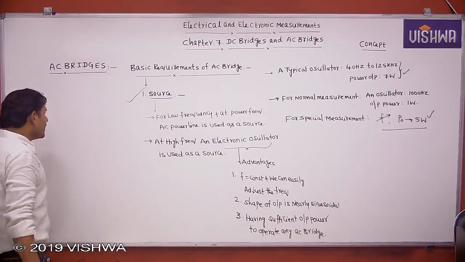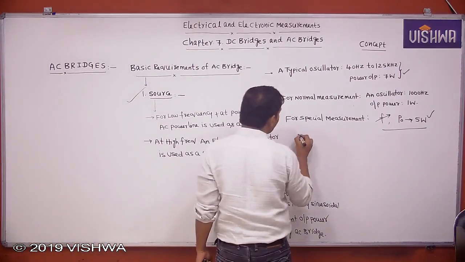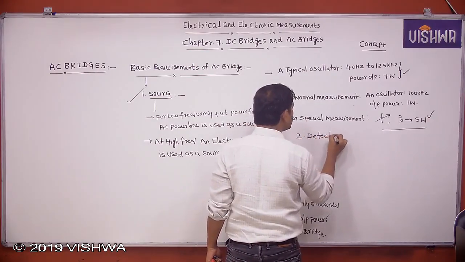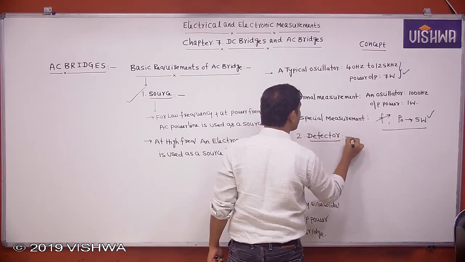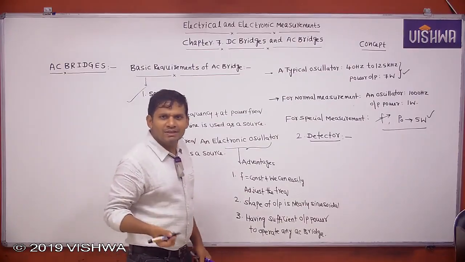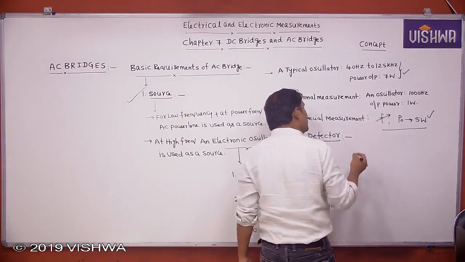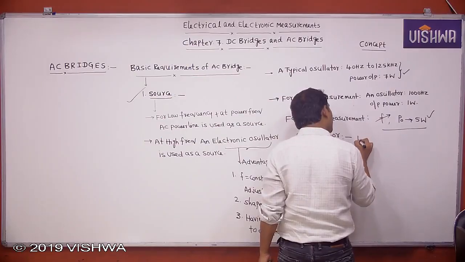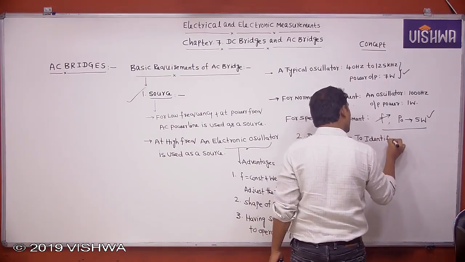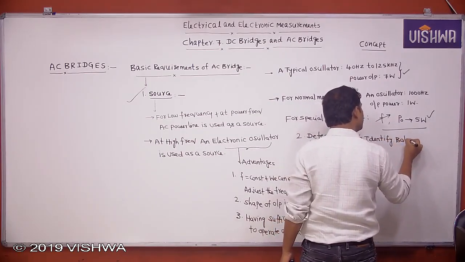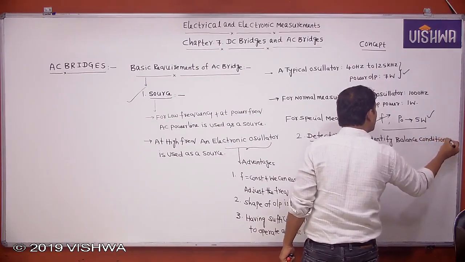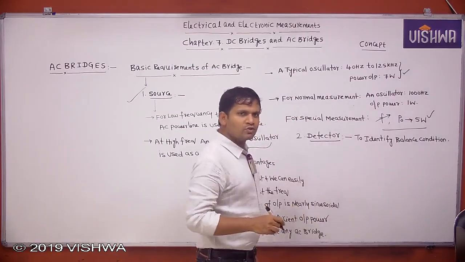Another basic requirement of operation of any AC bridge is the detector. The purpose of using a detector is to identify the balance condition. That is, it indicates the balance condition. Detectors are used in the bridge, and we can use many detectors.